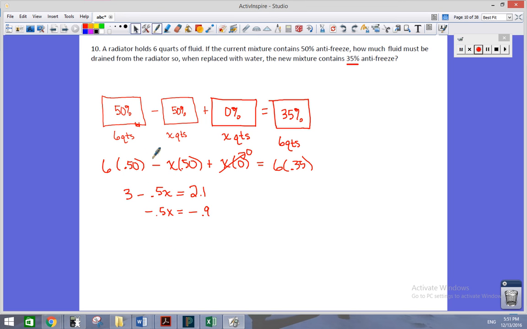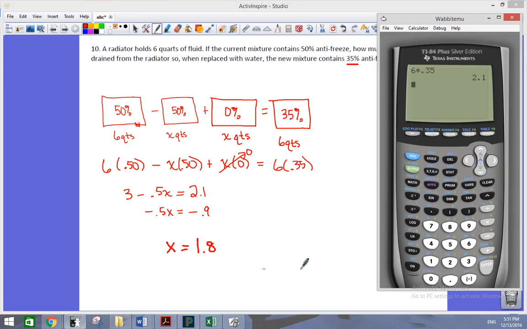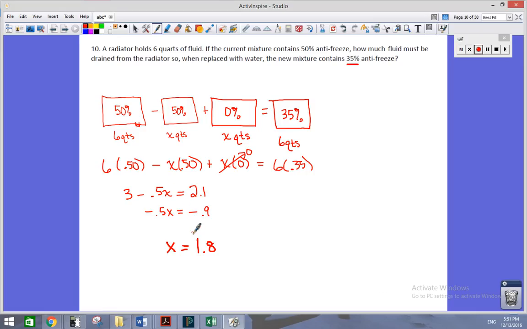If I divide by a negative 0.5, negative divided by negative is positive, and I'm going to get 1.8, I believe. If I have 0.9 divided by 0.5, I'm going to get 1.8, yes. The 1.8 represents quarts. That's how much we have to drain out of that radiator and replace it with 1.8 quarts of water in order to dilute this 50% antifreeze to a 35% antifreeze. So I hope that helps.